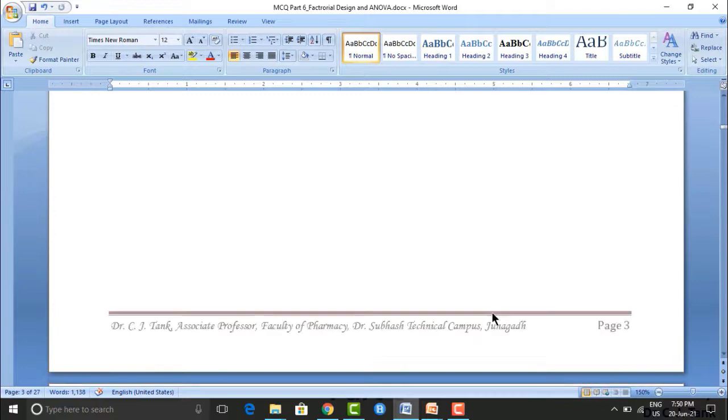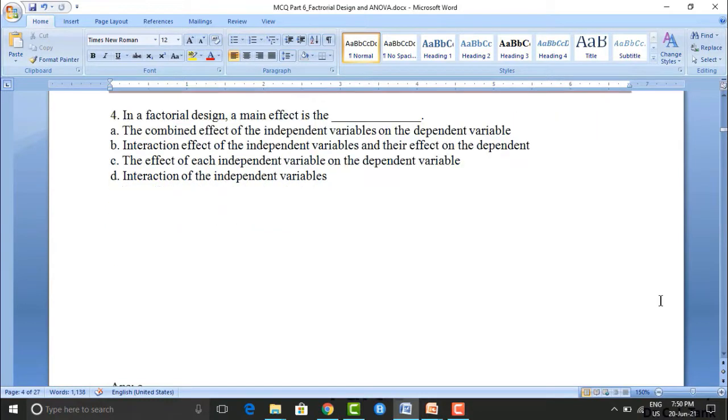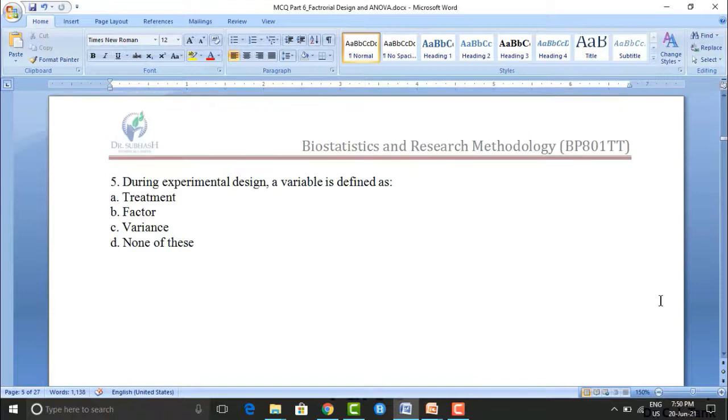Next question, in a factorial design a main effect is the blank. Option A, the combined effect of the independent variables on the dependent variable. Option B, interaction effect of the independent variables and their effect on the dependent. Option C, the effect of each independent variable on the dependent variable. Option D, interaction of the independent variables. यहाँ पे सही आंसर है ऑप्शन सी, दैट इज द इफेक्ट ऑफ ईच इंडिपेंडेंट वेरिएबल ऑन द डिपेंडेंट वेरिएबल.